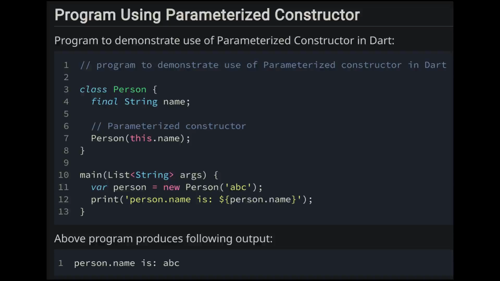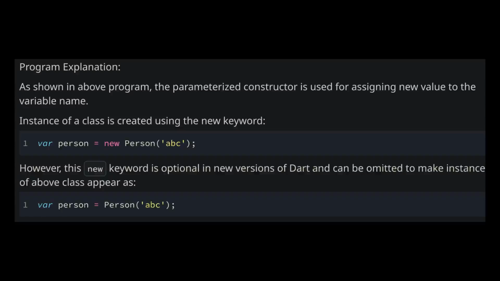Inside the main function we are creating a new instance of the class person and assigning string abc to the instance variable name. Below that we have a print statement that prints the value of person.name. When we run above program, it produces the output person.name is abc. So from above program it is clear that parameterized constructor is used for assigning new value to the variable name.